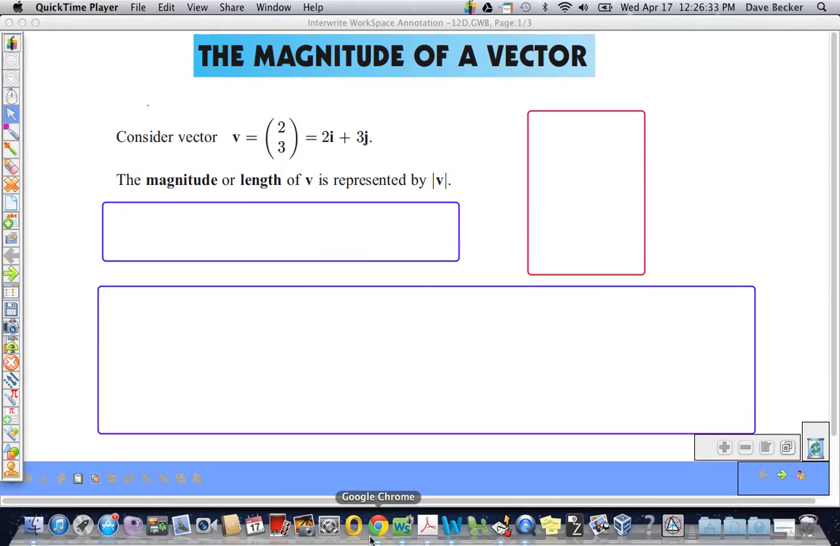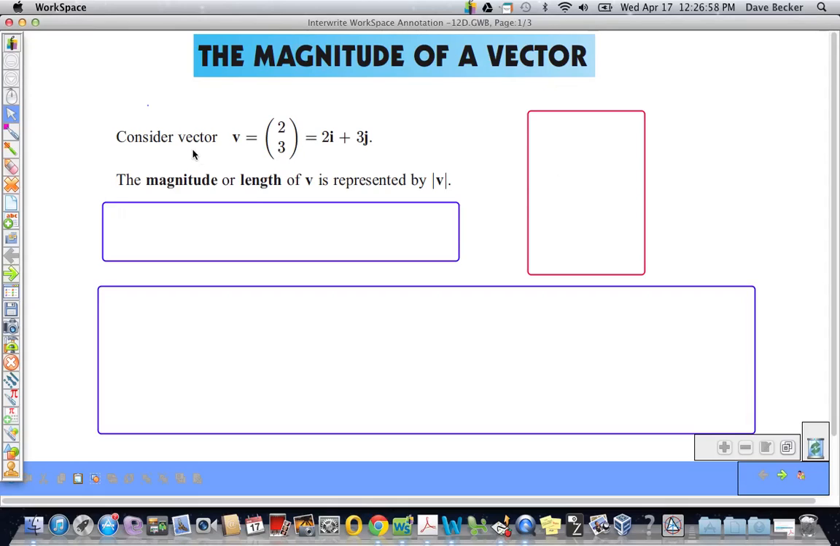Today we are talking about the magnitude of a vector. And just a reminder, the magnitude of a vector is its size, its length, its measure. So we use the magnitude of the vector to figure out the force of the vector, amongst other things. Could be speed, could be length. It just depends on the situation.